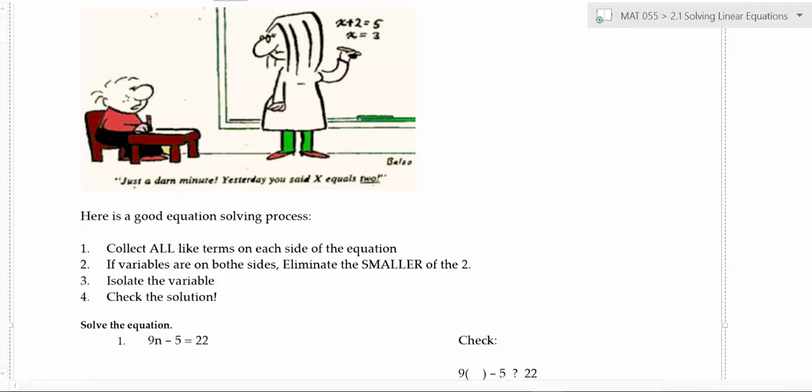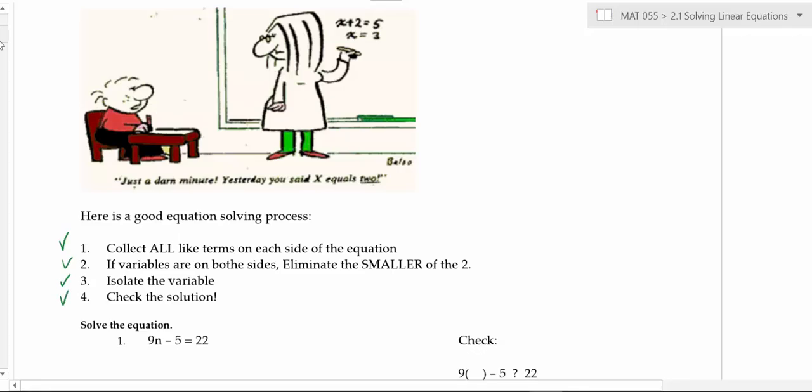This is kind of a general rule of thumb that I like to teach students to go through. So basically, if you're solving an equation, you want to collect any like terms that you have on a side of an equation. If you have variables on both sides, generally you can eliminate the smaller of the two. You don't have to, though. That's just kind of a way I like to do that. I'll also look at how you can rearrange things. You isolate the variable, and then don't forget to check the solution.